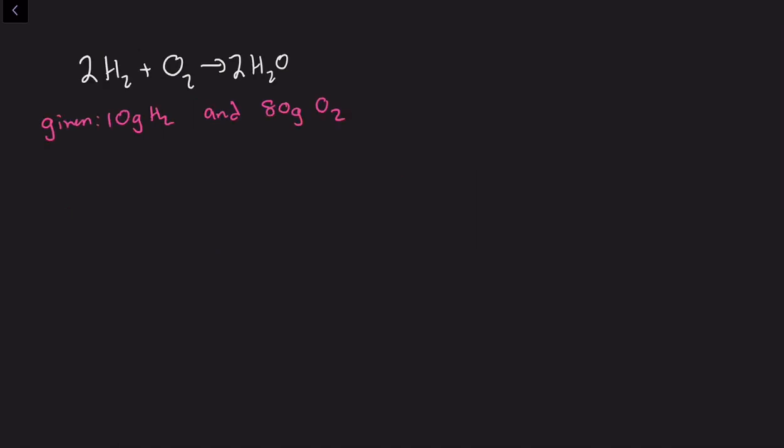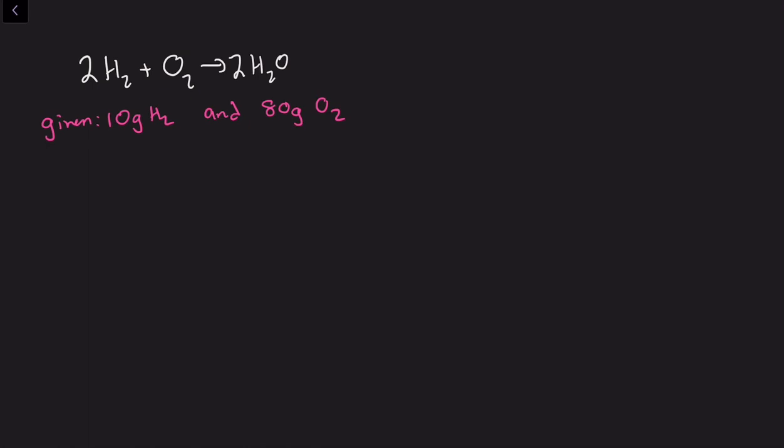Let's look at a limiting reactant problem. So if we have our same equation that we saw in our very first example, but this time we're given 10 grams of hydrogen and 80 grams of oxygen, how much product can we make? Well, we have to take into consideration multiple things. The first being that we have amounts of both of our reactants, but one of them is going to run out first. That's called our limiting reactant. When one runs out, our reaction is going to stop because we don't have one of the reactants anymore.